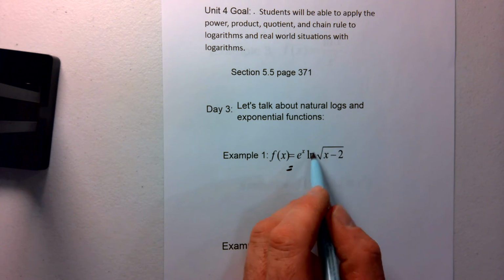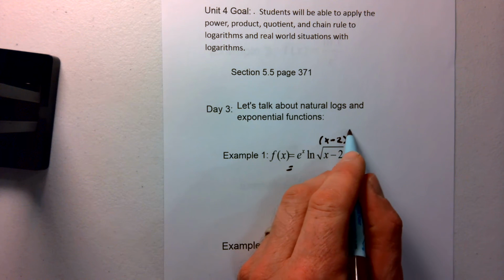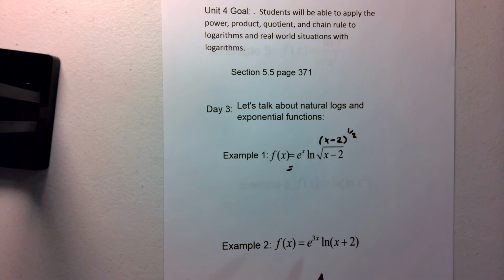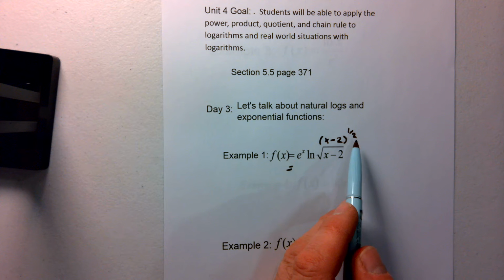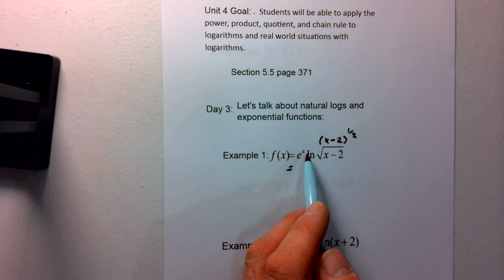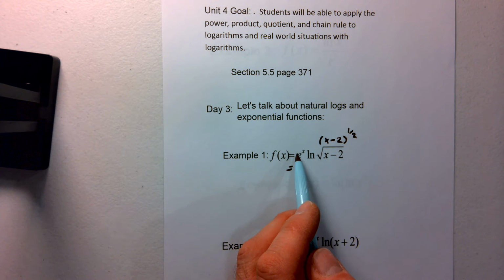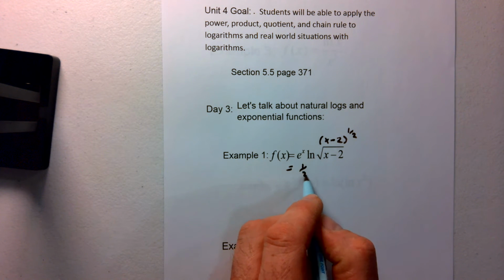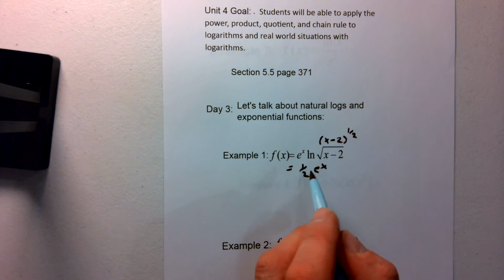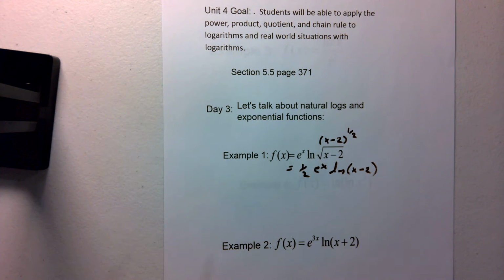Well, the first thing I'm going to do is, I don't like that natural log of the square root. I'm going to change that radical to the 1/2 power. And remember, I can take that 1/2 power and bring it to the front of my natural log, which in this case is being multiplied to e to the x. So I can bring it all the way to the front and kind of get rid of it for a while. So I can write this as 1/2 e to the x natural log of x minus 2.